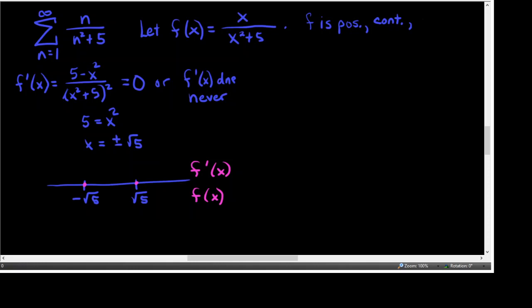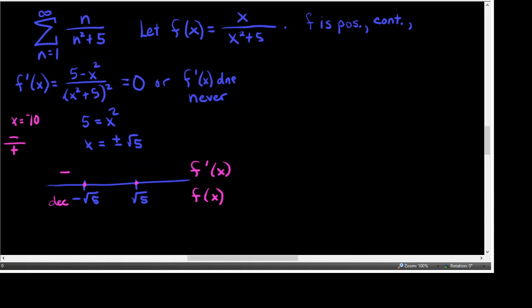So if I picked a number that's to the left of negative square root of 5, like negative 10. Negative 10 squared is 100. 5 minus 100 is negative. The denominator, since it's the square of something, will be positive. Negative divided by positive is negative, which means the function is decreasing in that part of the domain.